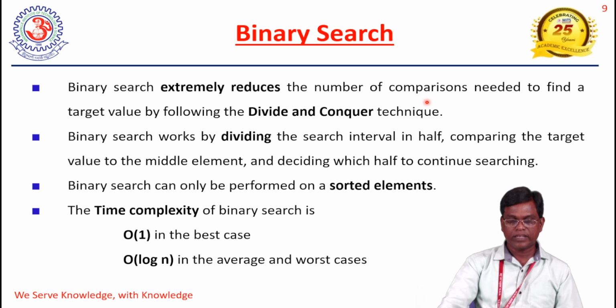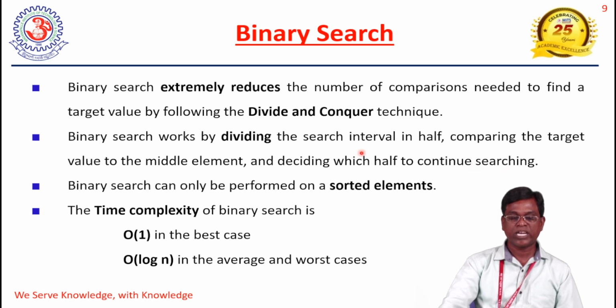But here in the binary search, it reduces the number of comparisons by following the method called the divide and conquer method. So instead of doing 100 comparisons to find the target element in the given list, it can reduce the number of comparisons to almost half of that size. The approach goes like this. It is going to divide the search interval in half, and it will compare the target value to the middle element and decide which half to continue the searching process with.